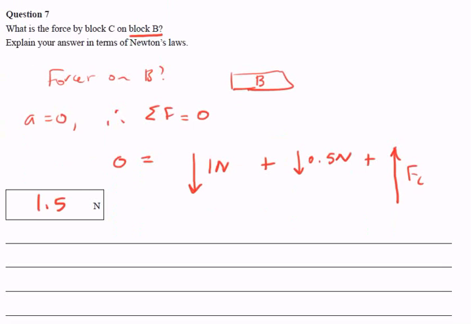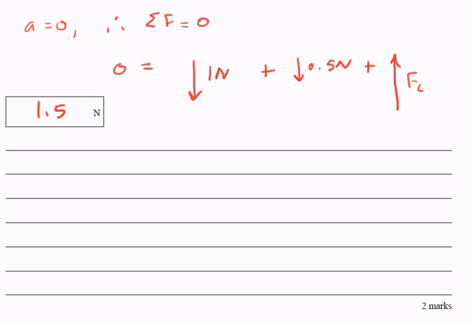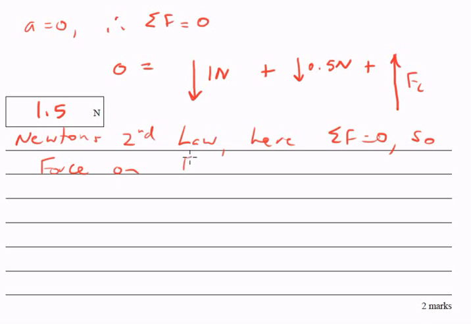Let's just make sure we explain our answer in terms of Newton's laws. So we'll just make sure we do a full explanation here to get 2 marks. This is what we use as Newton's second law. Total force equals 0, so the force on B by C must be 1.5 newtons. Alright, next one.